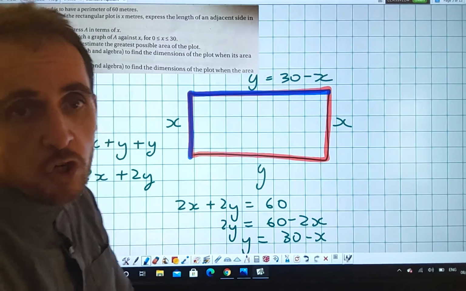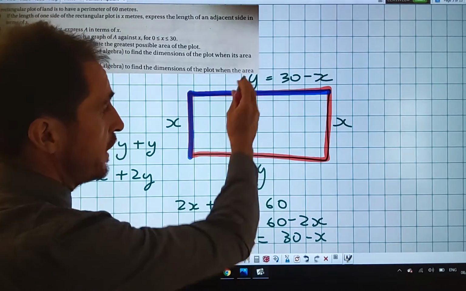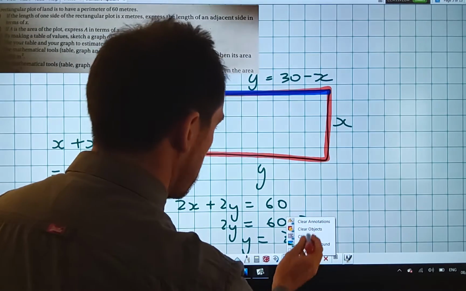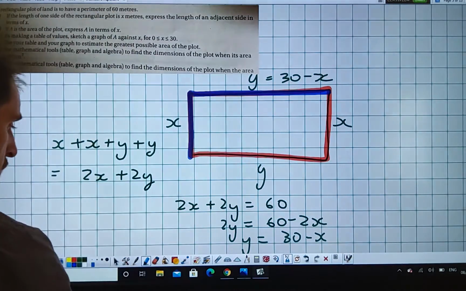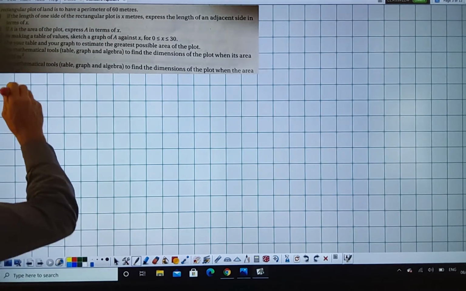So what am I doing each time? I'm taking this number here away from 30. So therefore it's 30 minus x. And that's how we get that there. Okay, so that's the answer to part 1. So we just write part 1 here. So it's 30 minus x. That's a classic type of question that you can get asked.